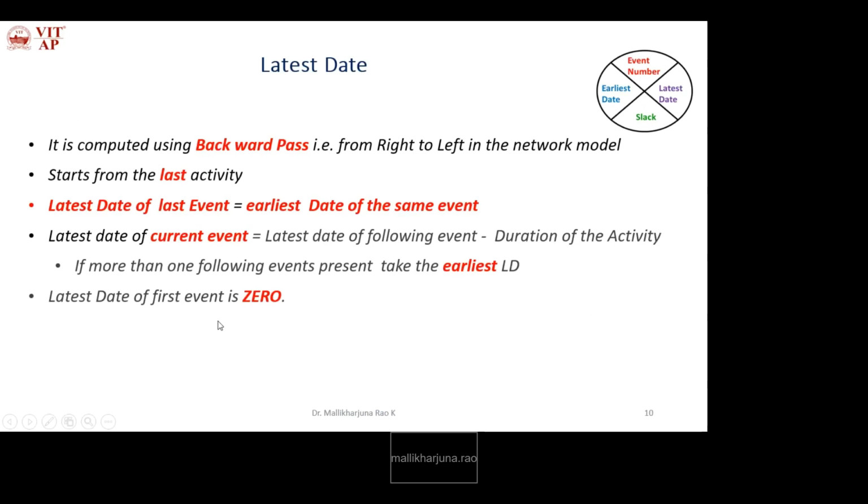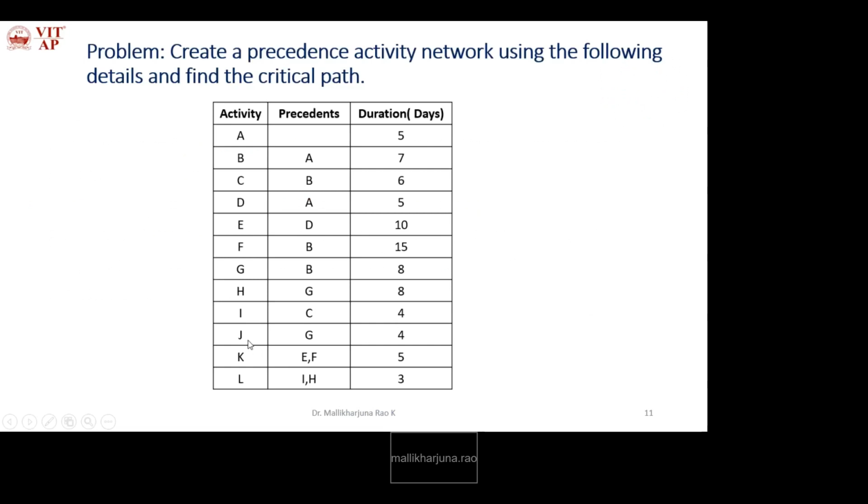By default, the latest date for the first event is 0 because the activity starts from the first event. It does not have any precedent, that's why its earliest date and latest date are both zero for the first event. So now we'll try to solve a problem.